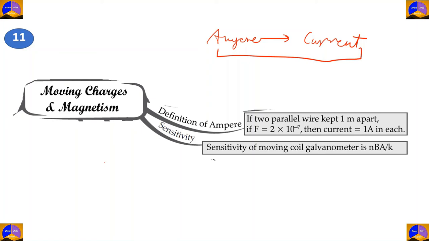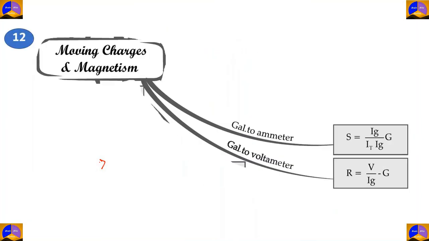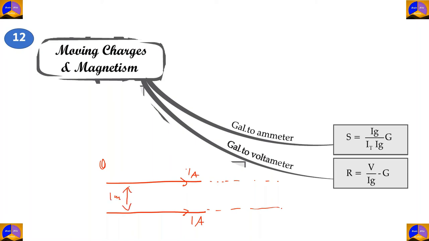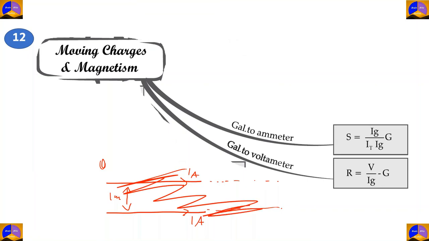So suppose we have two parallel wires and these run to infinity, then the distance between them is 1 meter. So if 1 ampere current passes through, okay, let's draw that again. So we have infinite current carrying conductors, we have 1 ampere current, and then we have a distance of 1 meter between the currents. Okay, I obviously overstepped this boundary, so let's go back.